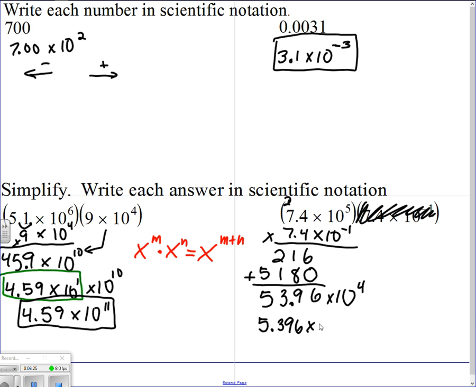Now, if I want this number to become the original number, I'm going to move it to the right one place. And this is that number. Now copy it down here. So your final answer is 5.3935 times 10 to the... 1 plus 4 is 5. And that'll be your answer. Okay? Thank you.